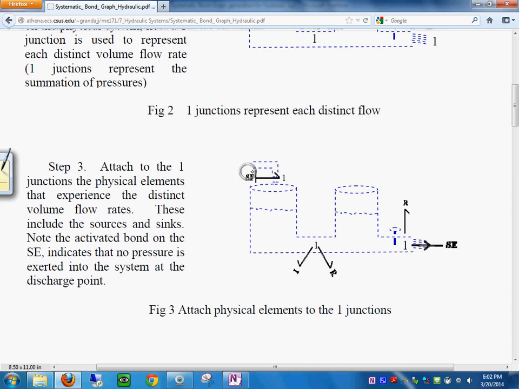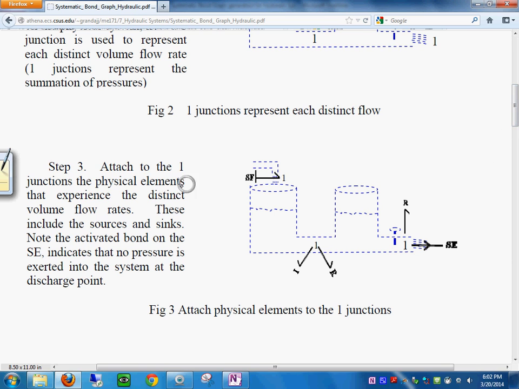So here we go. First we attach a source element in here for this flow. We attach the inertia and the resistor over here, this resistive valve here, and this is the activated one, which means a source of effort with an effort equal to 0, which would be my atmospheric pressure reference here. So we're beginning to set up the procedure to build the bond graph model, and that is step number 3.